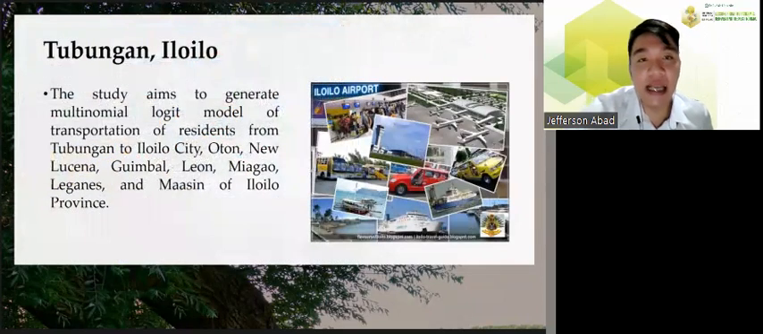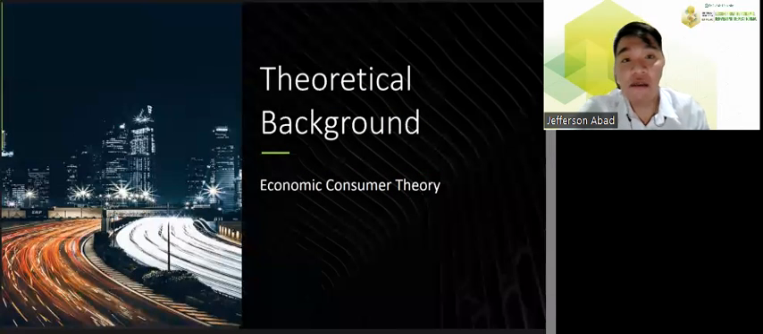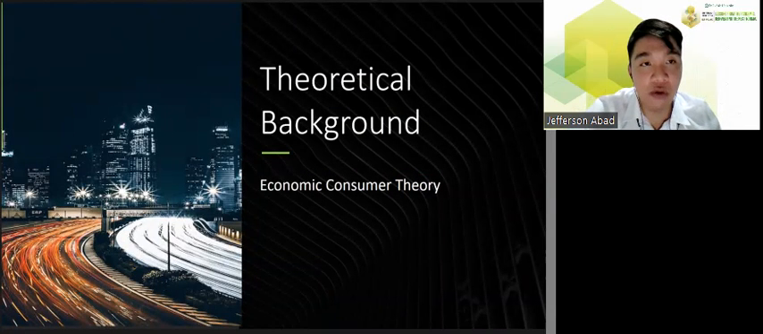Hence, this study aims to generate a multinomial logit model of the transportation system of residents from Tubungan to Iloilo City, Oton, New Lucena, Guimbal, Leon, Miagao, Leganes, and Maasin of Iloilo province. Available transport modes were determined for each respondent, each having a unique list of transport choices depending on the availability of the private vehicle, which is through motorcycle or car mode, and public transportation through jeepney, bicycle, PUBs, and UV Express.